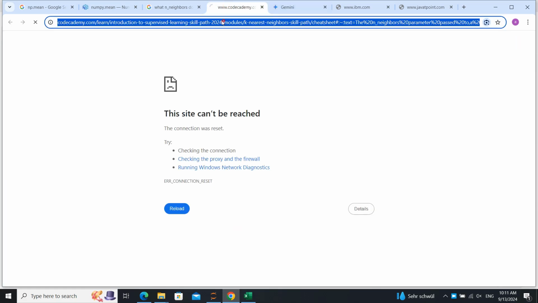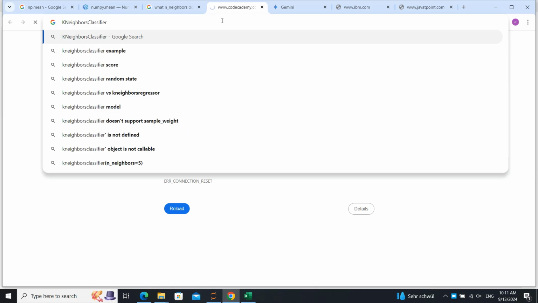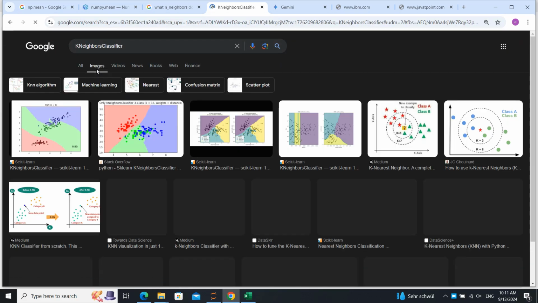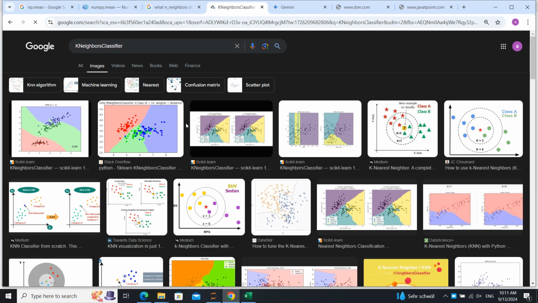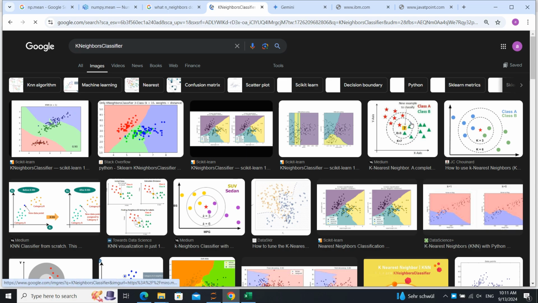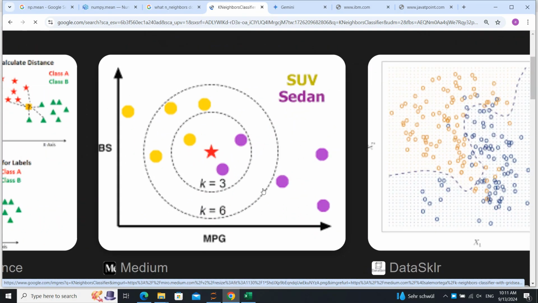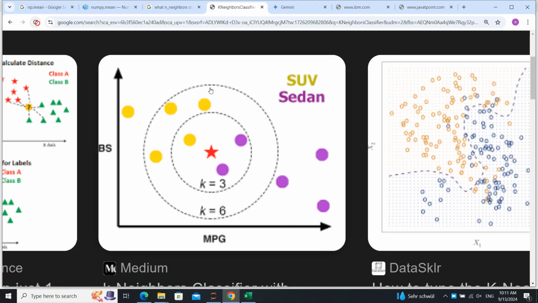Okay, let's see. I'll give you some pictures, and if they have captions, they're for your learning. These are good pictures. You can see what it is doing. Okay, let's go here.